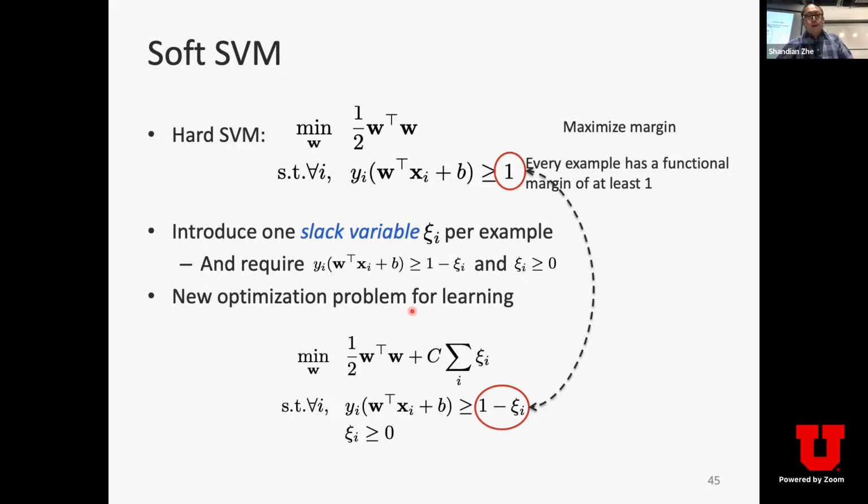Let me repeat. Why should I add an additional term, C times the summation of the slack variables, in our objective function? Introducing slack variables can enable some kind of automatic selection of outliers, and now I have already specified this automatic mechanism. Why not just maximize the margin? Why should I introduce an additional term in the objective?